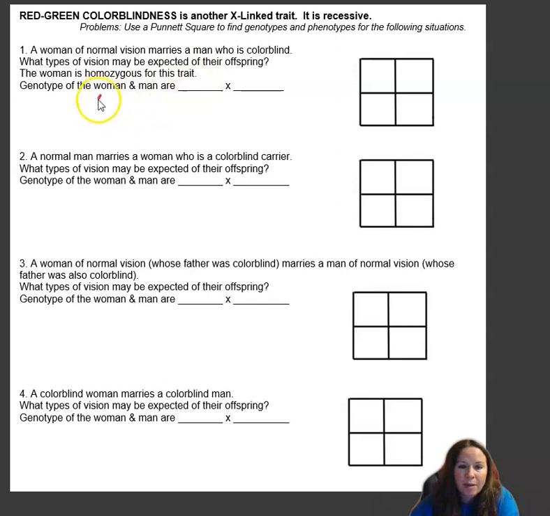I'm going to have to write a little bit bigger here. So this is her genotype here. And we're going to use a big R for normal vision and a small r for red-green color blindness. It says she has normal vision, so I know that she has to have at least one big R. But then it says that she's homozygous for the trait. So that tells me it's actually two big R's. All right, there's her genotype. So I can go ahead and put that onto the Punnett square.